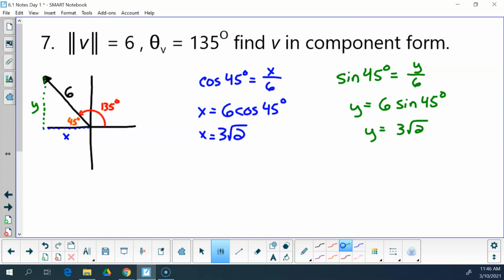What quadrant is vector v in? Which quadrant is vector v in? 2, right? What do we know about all of the points in quadrant number 2? What's negative? What part? The x part is negative in them. Okay?